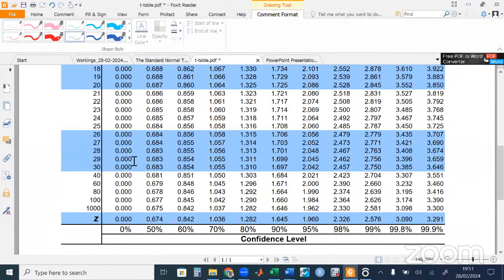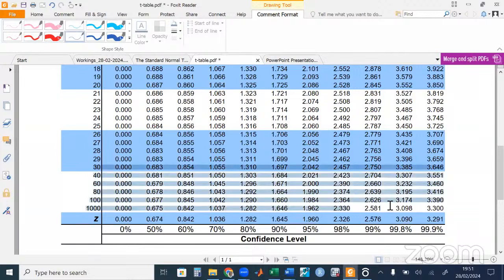Because the table is for small samples, it assumes that from 30 going up, you will use the Z-score. But there's no harm if you use a T-score for 32 or whatever. Still, it works the same. All right, good. Thank you. I think, Francis, you've gotten it, 2.16.